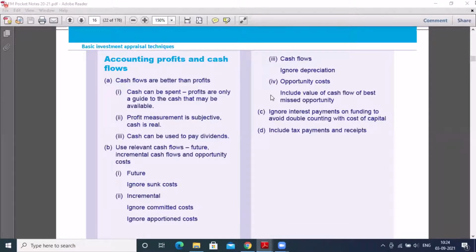Now, profit on disposal of asset is a non-cash item. It doesn't mean that if you are having 1 lakh profit, you are having 1 lakh cash. You cannot spend profit. But profit acts as a guide to expect the cash, or to expect the availability of the cash. Then profit measurement is subjective and cash is real.